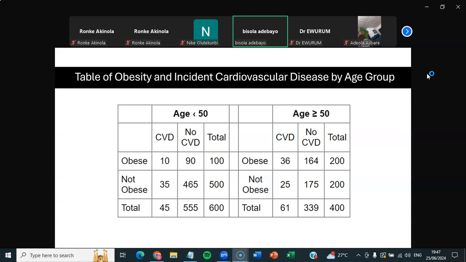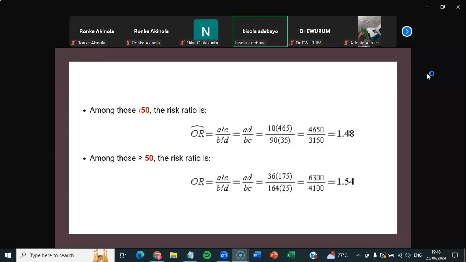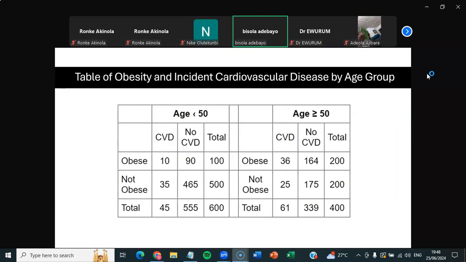So we can now separate those groups and run the same table. So we're running it for subsets. Instead of doing a 2x2 table, just looking at presence or absence of cardiovascular disease and obesity in the whole population, we now stratify our population by their age. We run our odds ratio for those that are less than 50. We also run it for those that are 50 and above. So we separate our table and the numbers.